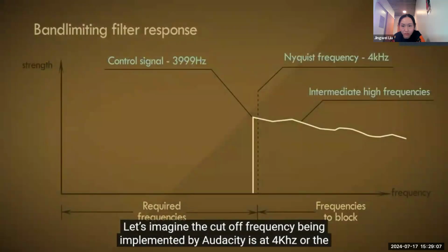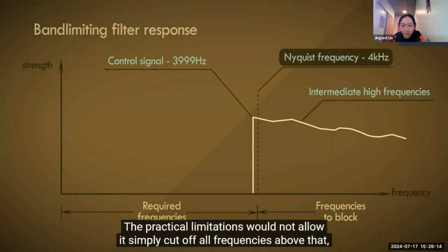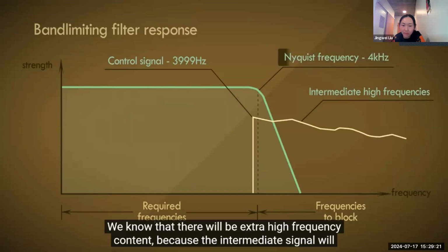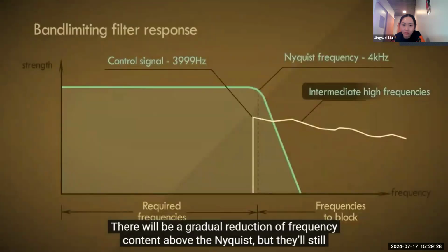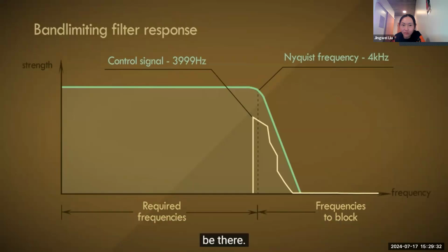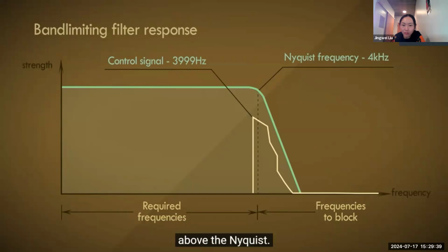Let's imagine the cutoff frequency implemented by Audacity is at 4 kHz, or the Nyquist frequency. The practical limitations would not allow it to simply cut off all frequencies above that, and there will be some spillover. We know that there will be extra high frequency content because the intermediate signal will look like this. There will be a gradual reduction of the frequency content above the Nyquist, but they'll still be there. This is in direct violation with the sampling theorem, which requires there to be no frequencies above the Nyquist.